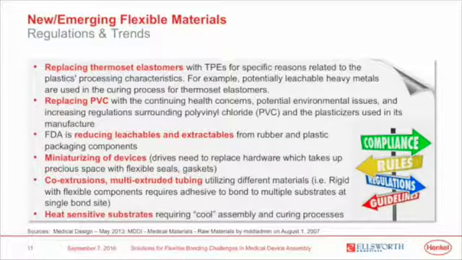And what this does is it drives the need to replace common hardware, and by hardware I mean things like fasteners and mechanical attachment methods, which take up a lot of space. These are now being replaced with things like flexible seals and gaskets, again introducing new flexible materials into the market space. Co-extrusions and multi-extruded tubing have the ability to combine different materials, being both rigid and flexible.